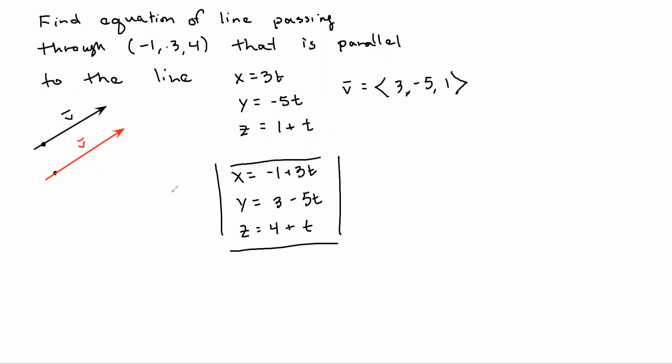So one consequence of this problem, if you think about it, is it implies that parallel lines have parallel direction vectors, and that is a true fact, right? Anytime that you have two lines that are parallel, the direction vectors will be parallel. So that's just a fact that it's good to keep track of.